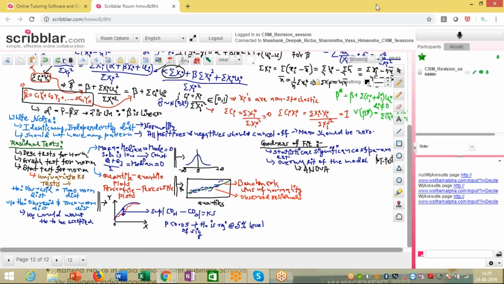In today's discussion, we will focus on assessing the goodness of fit of a linear regression model. The goodness of fit is described in two ways. One is to assess the statistical significance of the parameter estimates, that is, the beta hat and the alpha hat. The next is the overall fit of the model: how does the model fit on the whole?